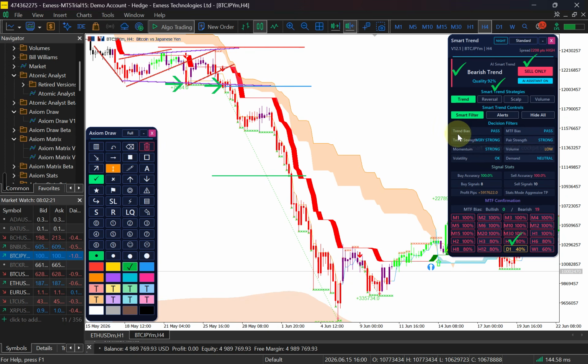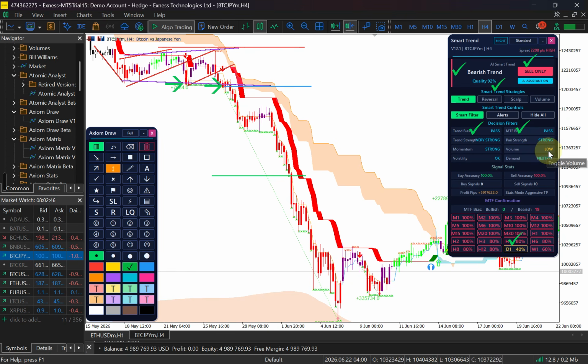For example, the trend bias is pass. The MTF is pass. What I mean by the MTF is the majority of all time frames at that time are telling you to sell. So that's another pass. Notice when I did that, it's as if I clicked, so I can turn that off. You can turn those off, by the way, and it will change the calculations. So that's a pass.